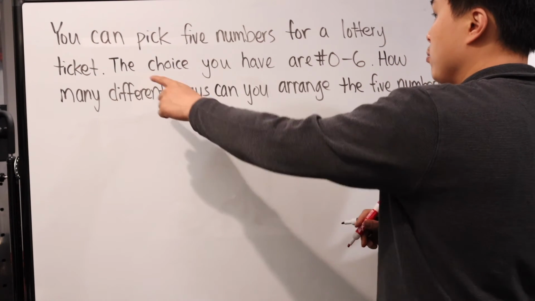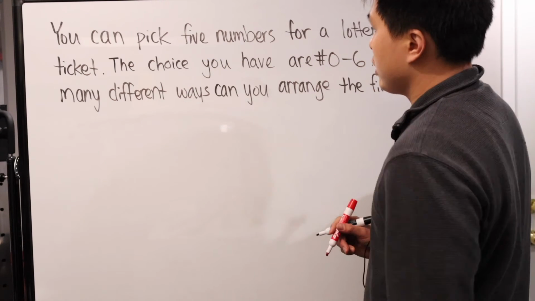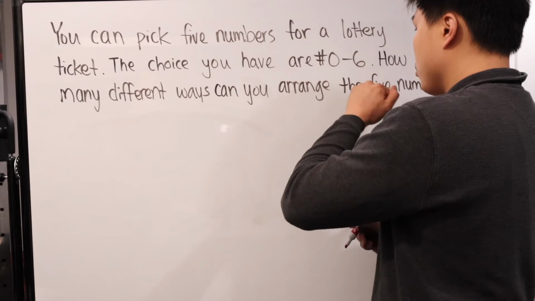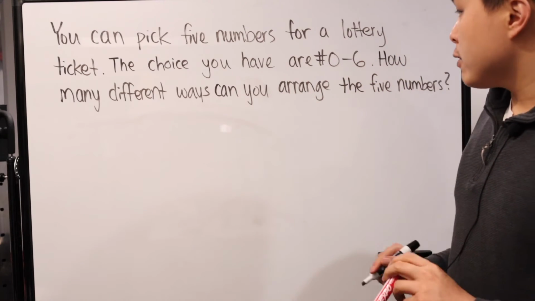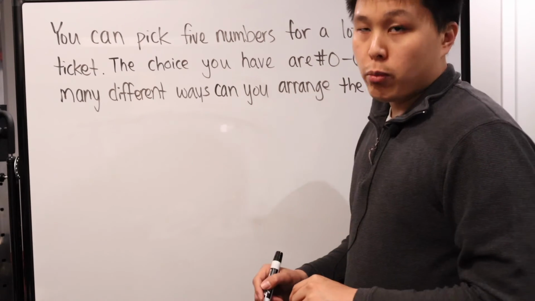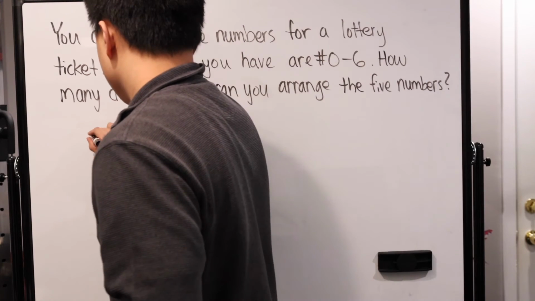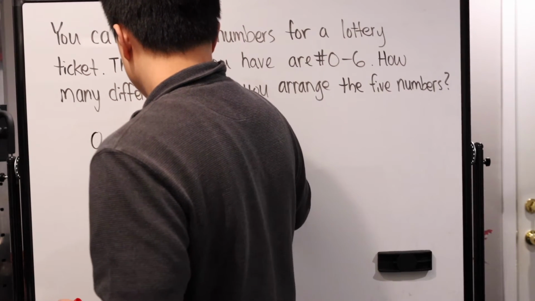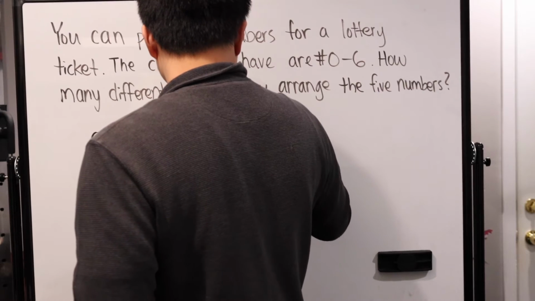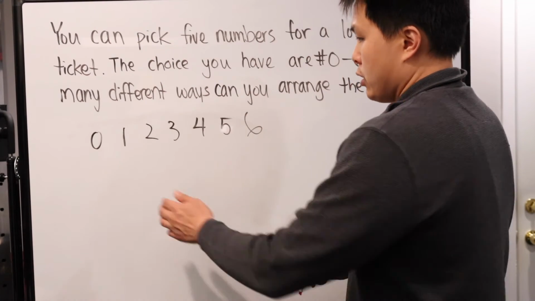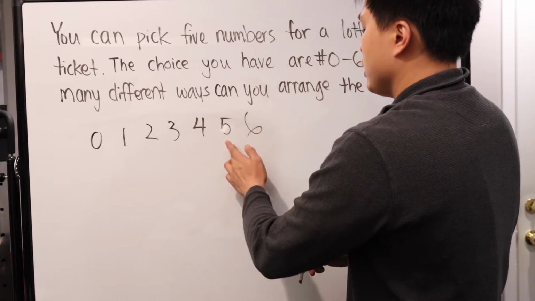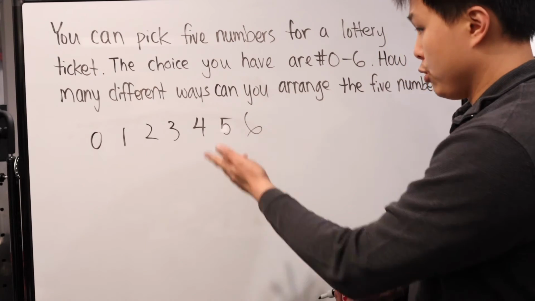All right, let's look at this problem. You can pick 5 numbers for a lottery ticket. The choices you have are the numbers 0 to 6. How many different ways can you arrange the 5 numbers? Now, when we look at the choices, basically 0 to 6: 0, 1, 2, 3, 4, 5, 6. There's actually 7 choices, right? 1, 2, 3, 4, 5, 6, 7. 7 total choices, including the 0.